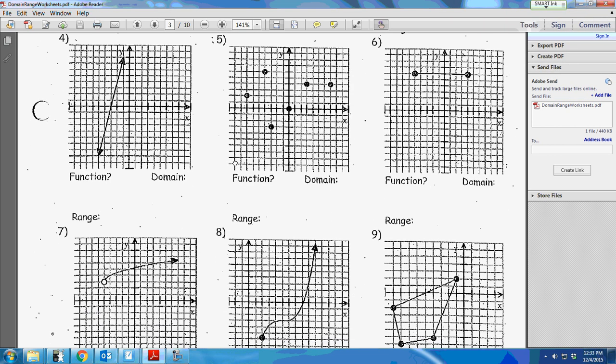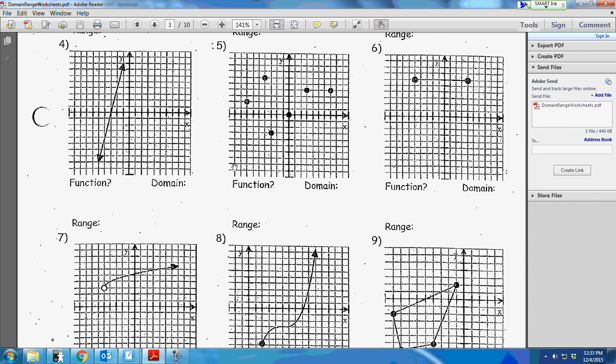All right, on 4, 5, and 6. Is 4 a function? Yes, that's just a linear function. That's not a big deal. What's the domain for a linear function? All real numbers. And what about the range? All real numbers.